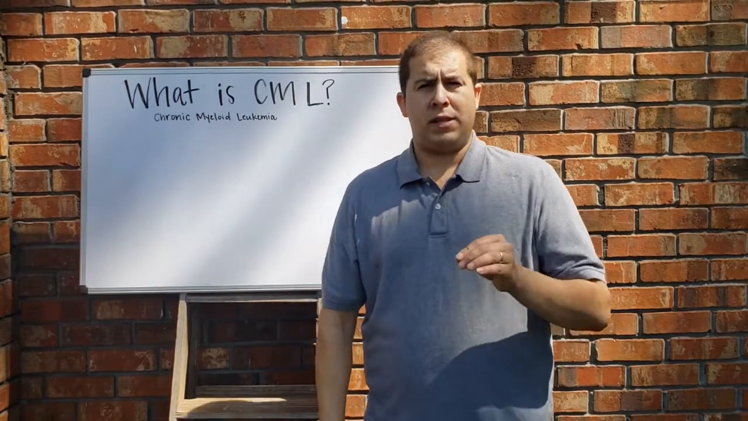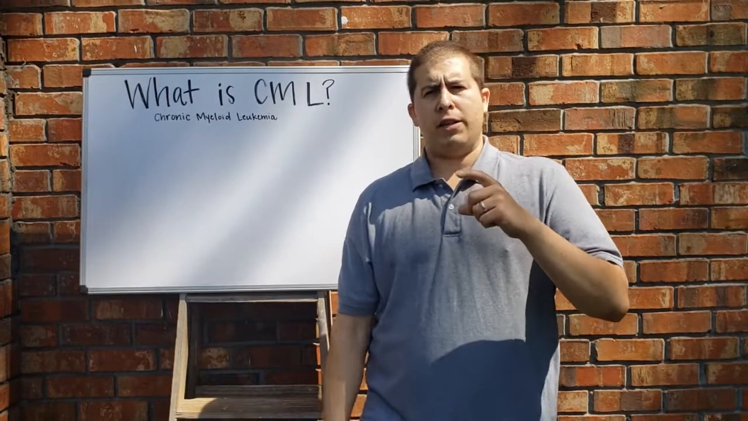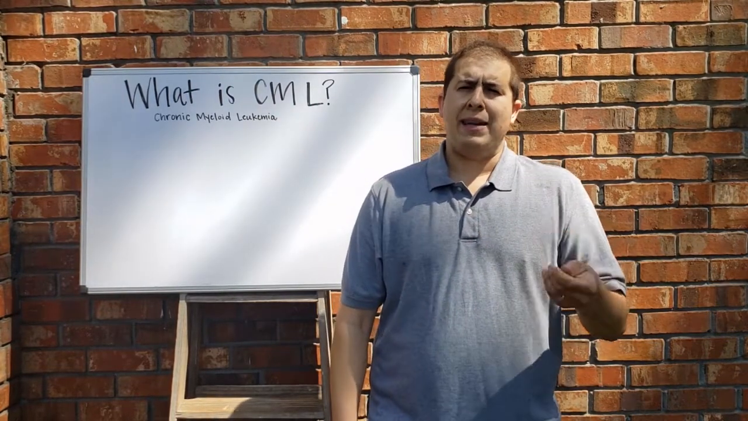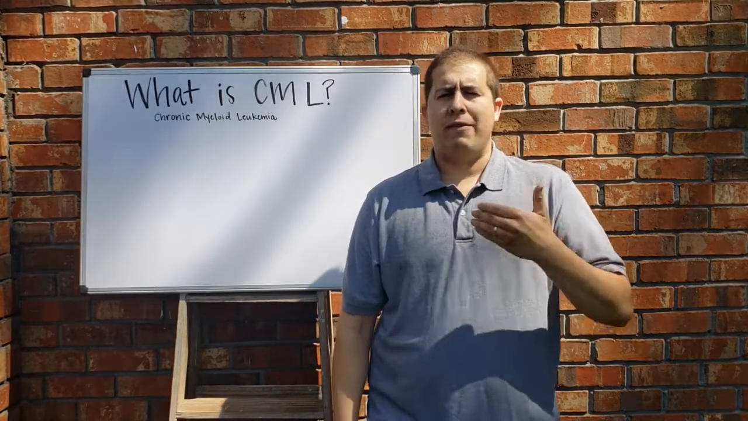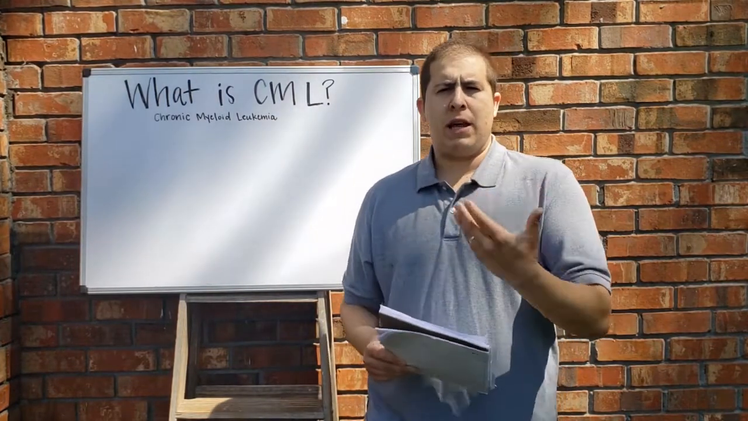In CML, this is exceptionally dangerous when the number 9 breaks off and attaches to the number 22. It creates something called the Philadelphia chromosome. The Philadelphia chromosome is in about 90 to 95% of patients that have CML. So it's a pretty good indicator that you have CML, and that's what we'll focus on.